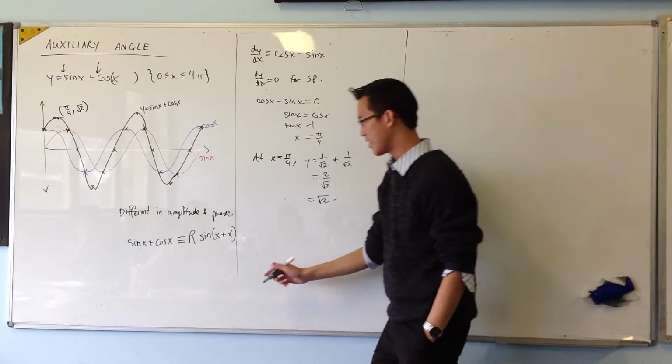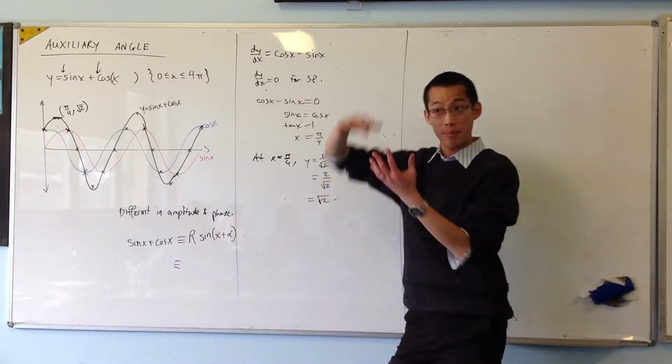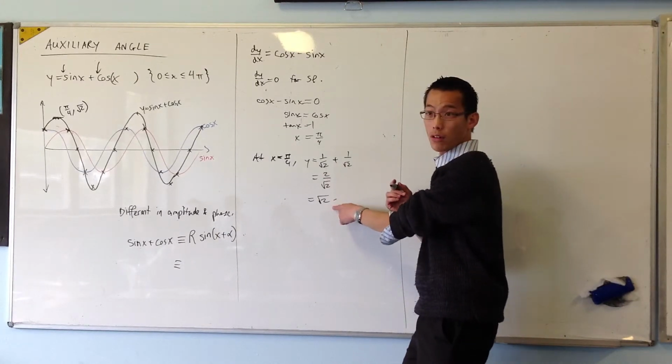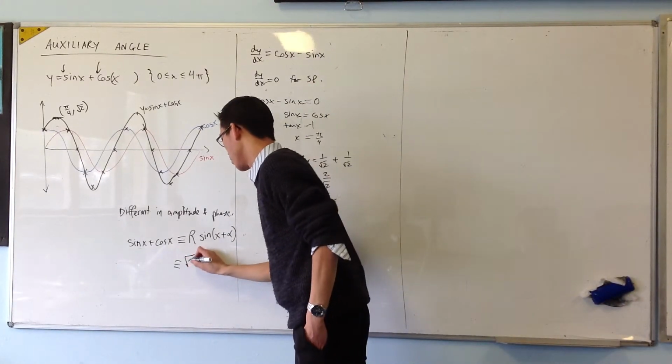So that seems to suggest at least, this R, this amplitude, is 1.4, whatever. Root 2 sine.